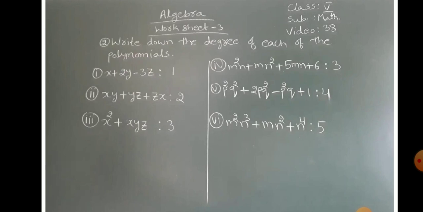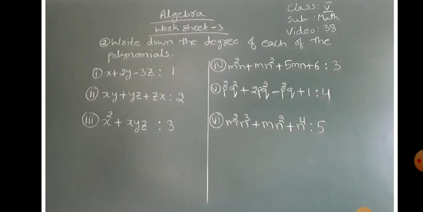Next, coming to the third question, x square minus xyz. First term degree is 2 here. Second term contains 3 variables x, y, and z. Their powers are 1, 1, and 1. So to find the degree, we have to add the powers. So 1 plus 1 plus 1 gives 3. That's why second term degree will become 3. First term degree is 2 and second term degree is 3. The highest degree is 3. That's why the degree of the third polynomial becomes 3.